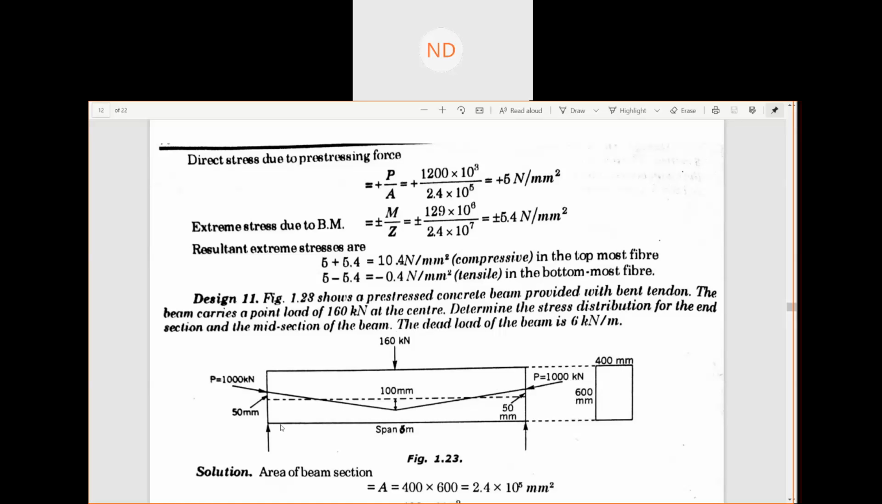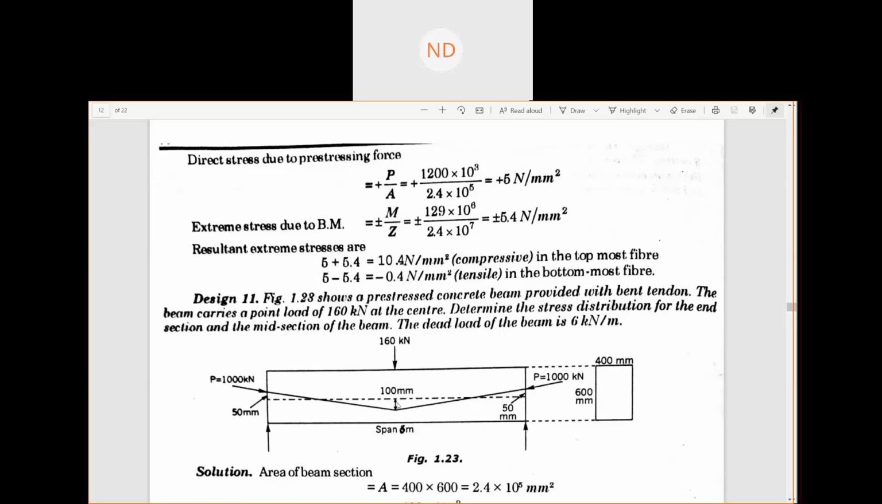Your eccentricity was at the bottom here, and your CG was above, the center of the beam was above. So in that case our bending moment was in this way. So it was tension at the top, and at the bottom it was compression. So we used to write minus and plus here. And now in this question, when you have to find out the stresses.